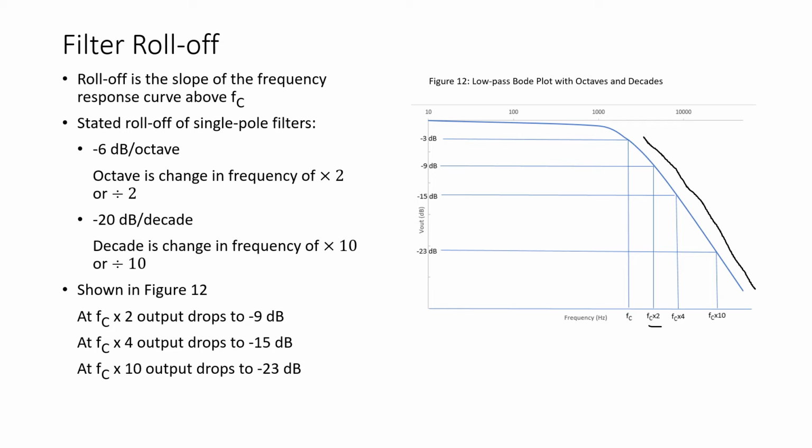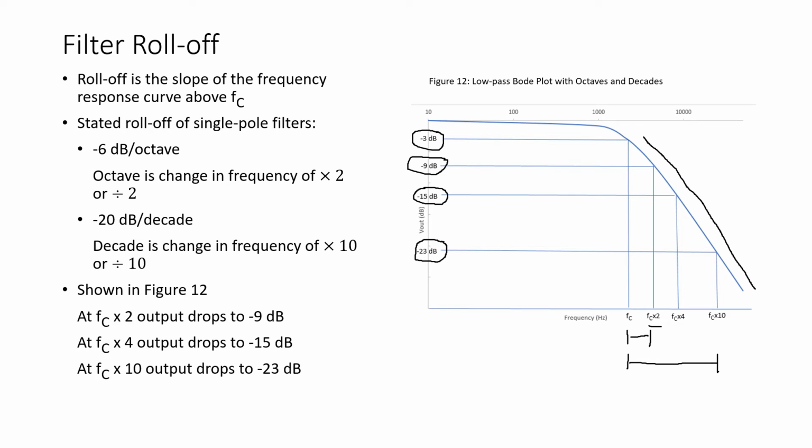decibels. Now again, at the cutoff frequency, the signal had already dropped to -3 decibels, and from FC to FC times 2, the signal drops by an additional 6 decibels, which puts it at -9 decibels. And of course, at the cutoff frequency times 4, the output has dropped to -15 decibels. Again, another -6 dB drop. And at the cutoff frequency times 10, the output has dropped to -23 dB. Again, from FC to FC times 10 is 1 decade.